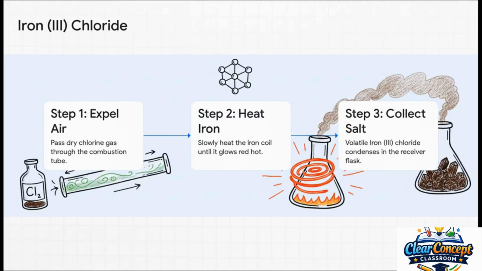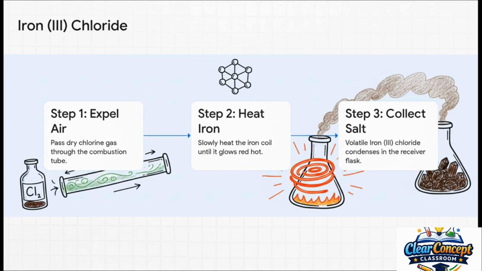Okay, the process itself is 3 simple steps. First, you flush the whole tube with dry chlorine gas to get all the air out. Second, you gently heat the iron coil to get the reaction going. And here's the really cool part. The reaction is exothermic, meaning it creates its own heat. So much heat, in fact, that the iron starts glowing red hot all by itself.